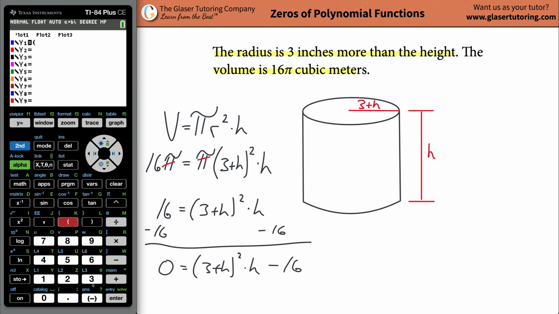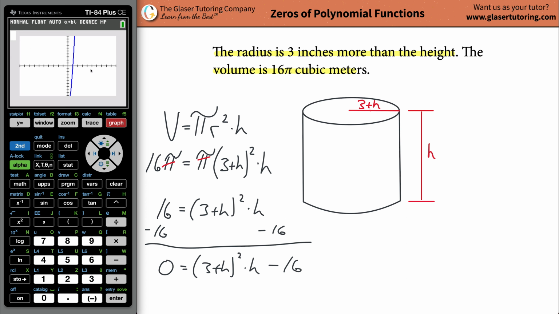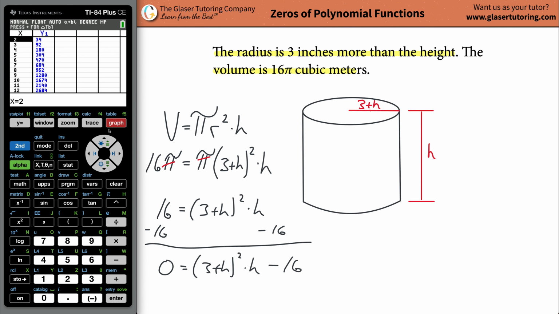So plug this on in. Open parentheses, do 3 plus x, squared. I know it's an h in the problem, but x or h, it doesn't make a difference. Multiply that then by x, and then minus 16, and hit graph. And you see here, it crosses the x-axis right here at 1. Now there might be more values than that. So what you can do is use your table.